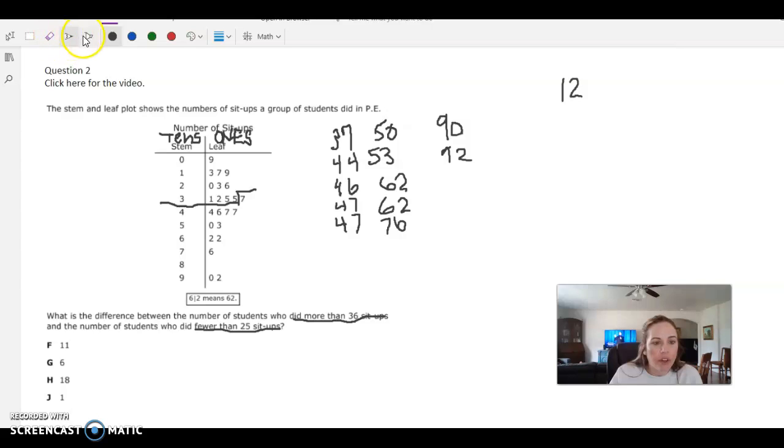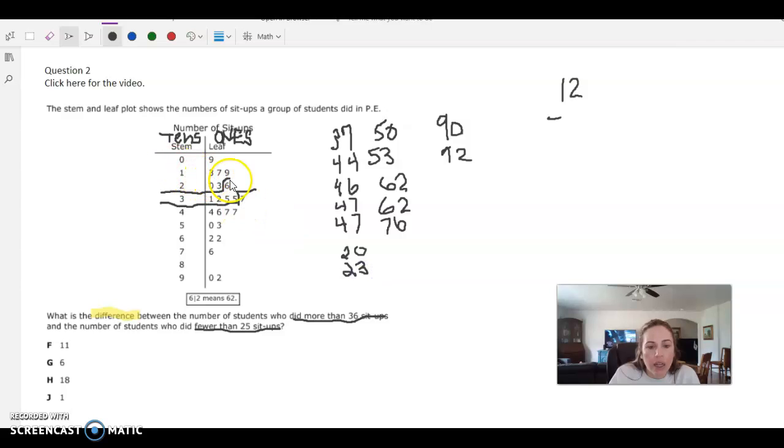Now we're looking for the difference, which means we're going to do what operation? Subtract, right? So we're looking for the students who did fewer than 25. I'm going to do the same thing and look in the 20s. Where would I put my line of what to count and what not to? Well, I'm not going to count 26 because that's not fewer than 25. I'm going to count everything below it. So I have a 20 and a 23.